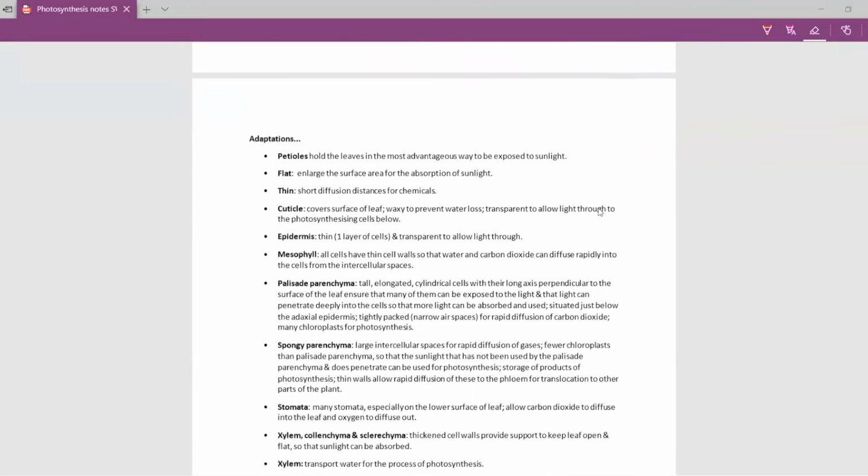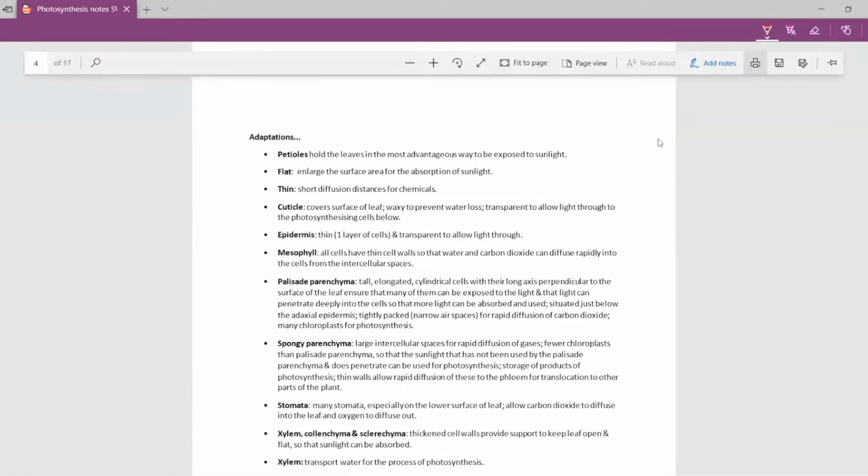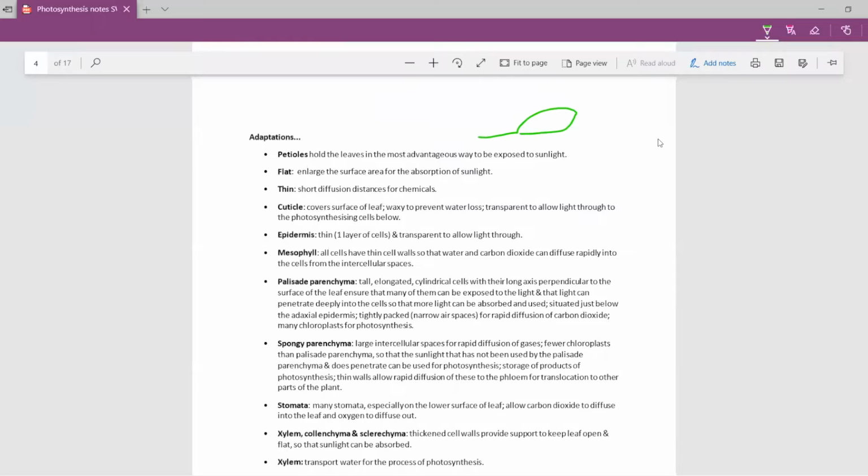Then here are the adaptations of the leaf for photosynthesis. The petiole is the leaf stalk. So this is the petiole. It holds the leaf in the best place for getting sunlight. The leaf is flat, so there's more surface area for more radiant energy and more carbon dioxide. The cuticle is waxy and waterproof, so the plant doesn't lose too much water.